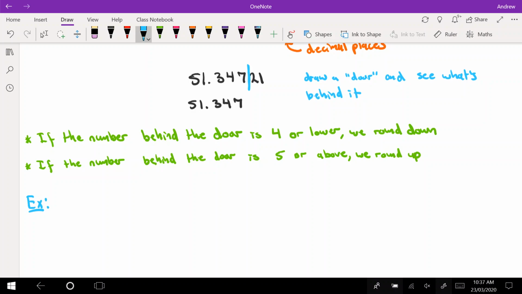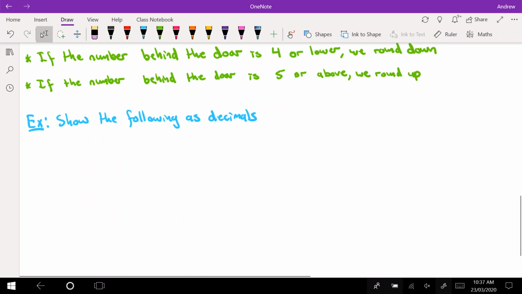Is there a worksheet? No, just text. So we want to show the following fractions. No, it's not. It's perfect. It's really not. I have medical diagnoses.